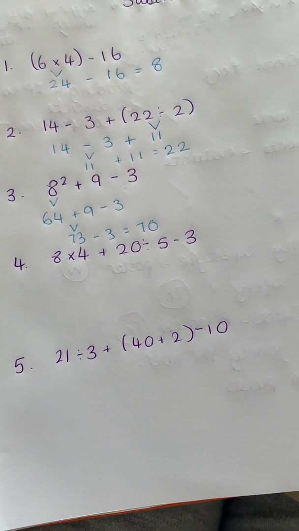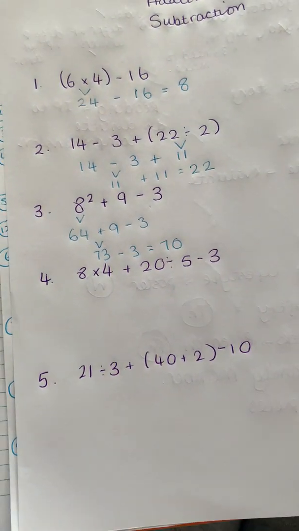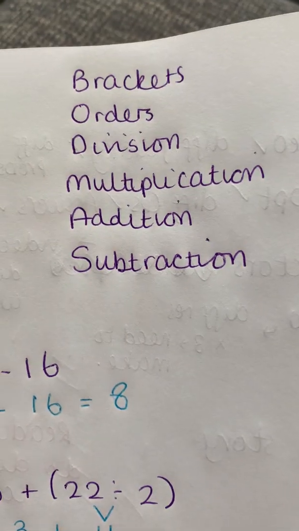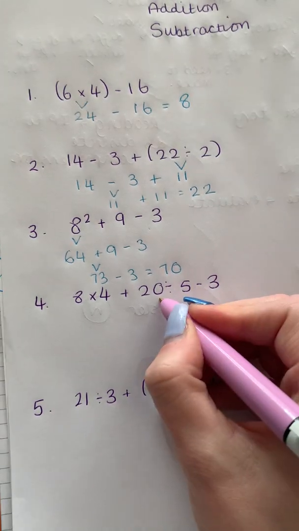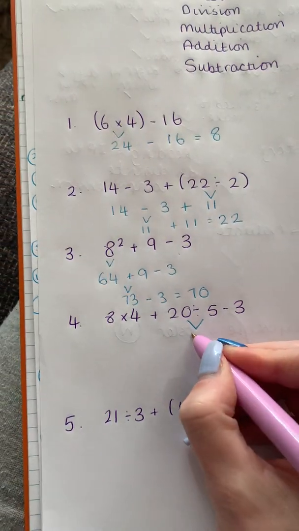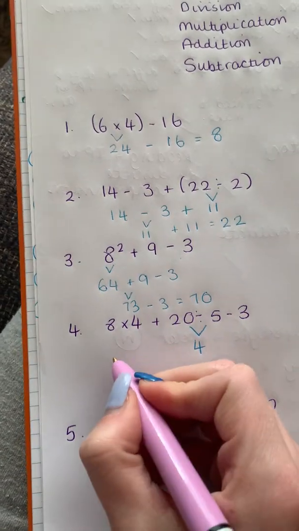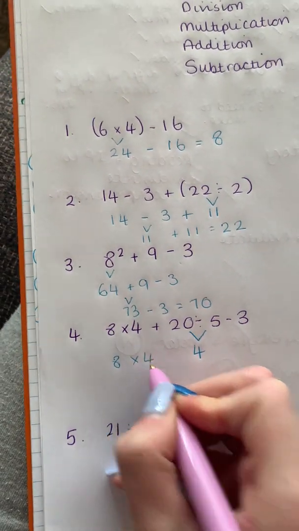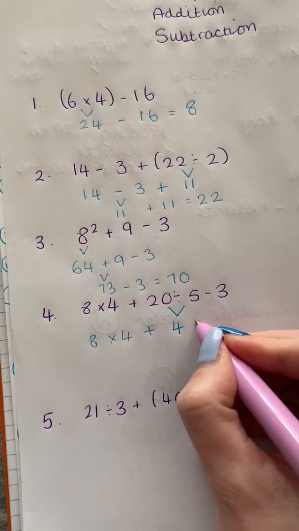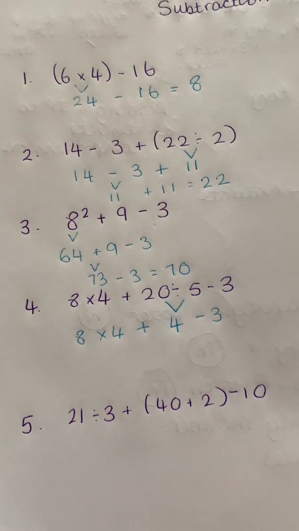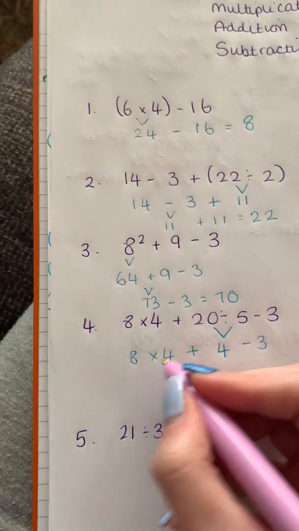So here we've got a bit of everything. We've got multiplication, addition, division and subtraction. So according to BODMAS, division of those comes first. So here is my division, and 20 divided by 5 is 4. Now I'm going to bring all the other numbers and all the other operations down. So I've got 8 multiplied by 4, add, I've got my 4 because that deals with those 3 there, subtract 3.